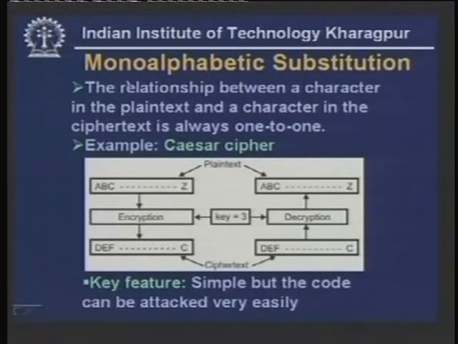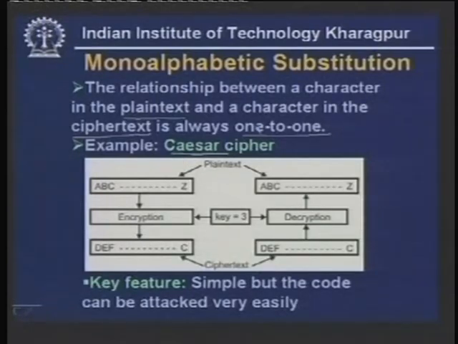The first one is monoalphabetic substitution. Here the relationship between a character in the plain text and a character in the cipher text is always 1 to 1. So, that means for each character there is a unique character in the cipher text. For example, here the key that has been used is 3, key is equal to 3. By that we mean in place of A we shall use a character which is 3 characters away from A, that is D, and this was used by Julius Caesar. That is why it is known as Caesar cipher.